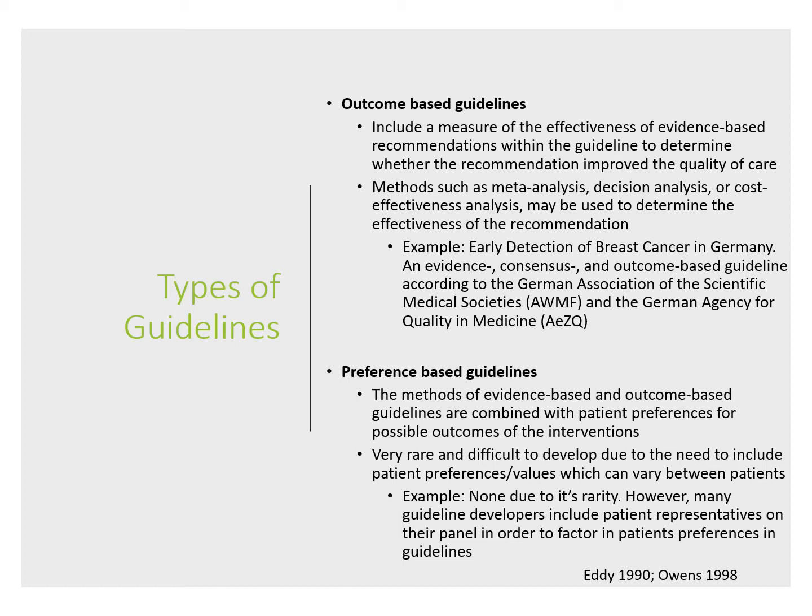The last type of guideline is the preference-based guidelines. This type of guideline uses the methods of evidence-based and outcome-based guidelines, which are combined with patient preferences for possible outcomes of the interventions. This type of guideline is very rare and difficult to develop due to the need to include patient preferences or values, which can vary from patient to patient. We do not have an example for this guideline because of its rarity. However, many guideline developers include patient representatives on their panel in order to factor in patient preferences in the guidelines.